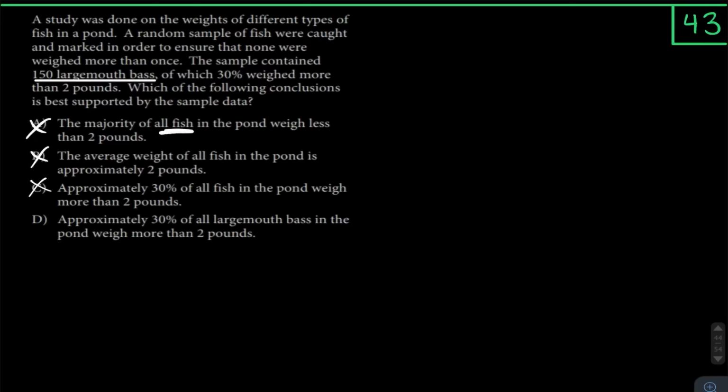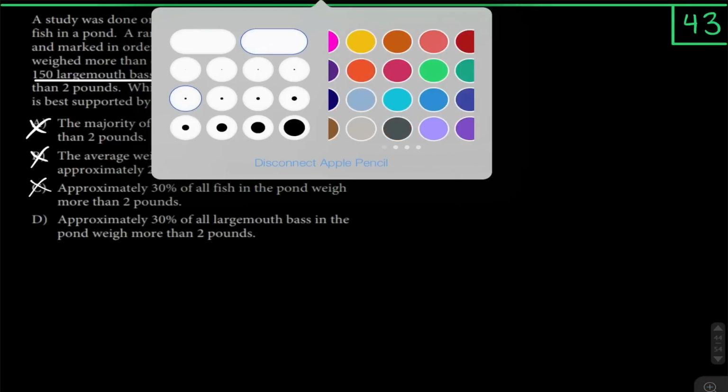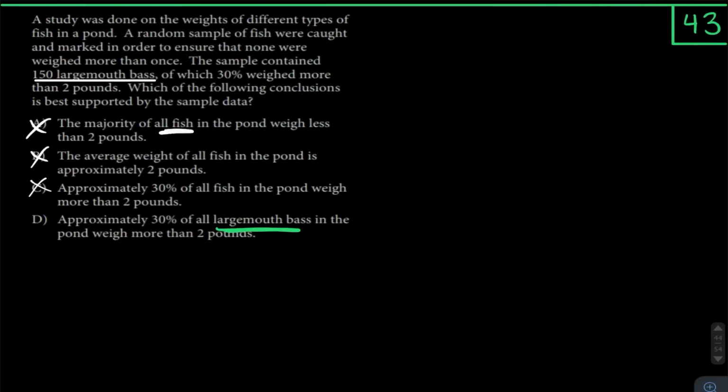And so if you just identify that problem here, all fish versus largemouth bass, well, yeah, that's going to lead you right to your answer, which is the only one that talks about largemouth bass. And you can even do a sanity check here. Yeah, approximately 30% of all largemouth bass in the pond weigh more than 2 pounds, right? That's exactly what it says in this sentence, right? Of the 150 largemouth bass, 30% weighed more than 2 pounds. That's just word for word what it says in the problem. So yeah, choice D is going to be your answer for 43.